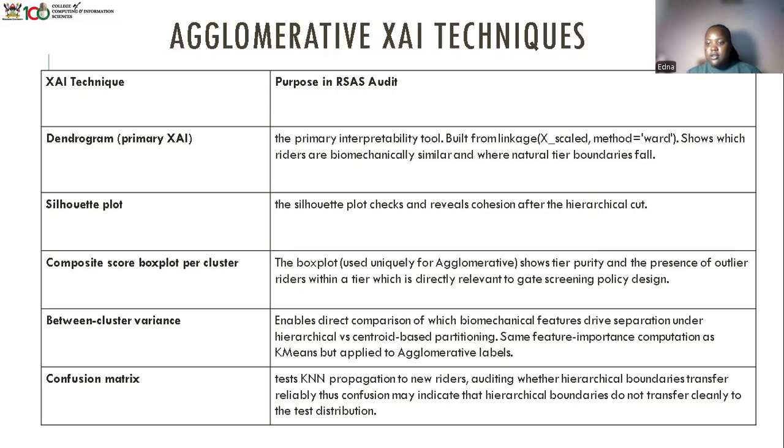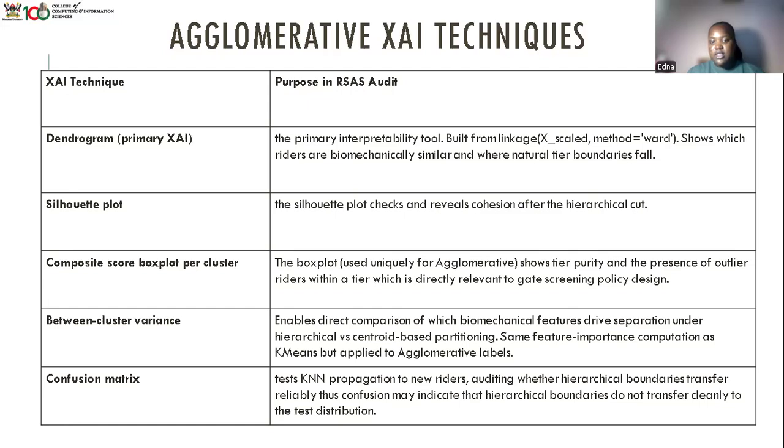And well, the between cluster variance is also important in enabling direct comparison of which biomechanical features drive separation under hierarchical versus centroid-based partitioning. And for our confusion matrix, it tests KNN propagated tire labels on held out data, verifying whether the hierarchical boundaries transfer clean to new riders.